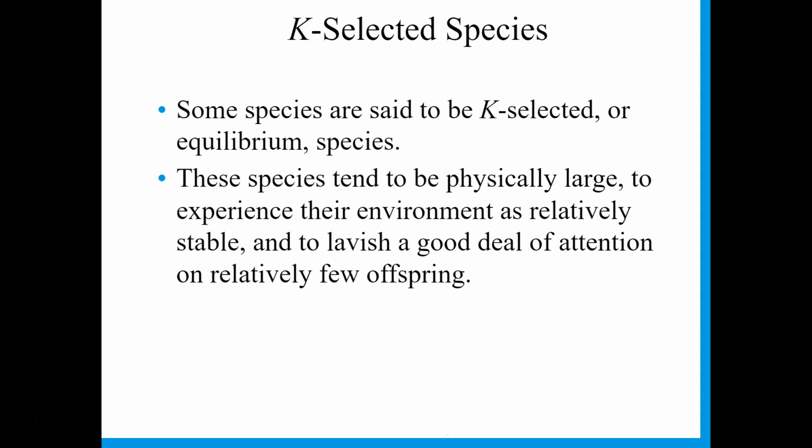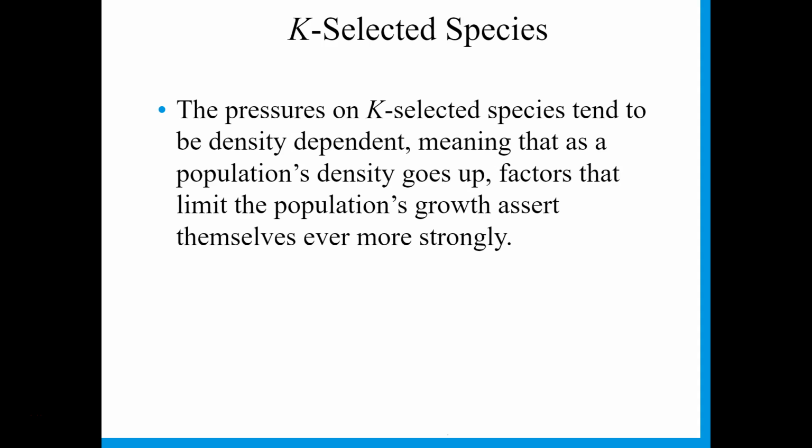They have a relatively stable environment. They're not gaining and losing a lot of food. Environmental and temperature changes aren't really affecting them as much. So the pressures on K-selected species are density dependent, meaning that if you have too many elephants in a particular region, it's going to limit the number of elephants that you can have. There's only so much food that can be eaten. So as a population's density goes up, factors that limit the population's growth assert themselves ever more strongly.